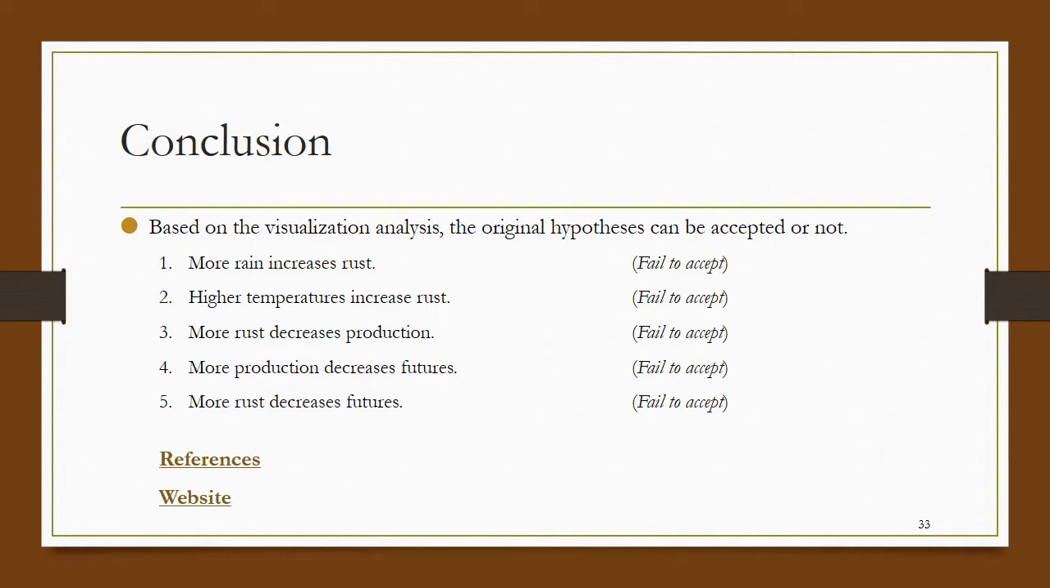The first hypothesis, that more rain increases rust, I failed to accept. The second, that higher temperatures increase rust, I also failed to accept. The third, that more rust decreases production, I failed to accept. The fourth, that more production decreases futures, I failed to accept. And the fifth, that more rust decreases futures, I also failed to accept.